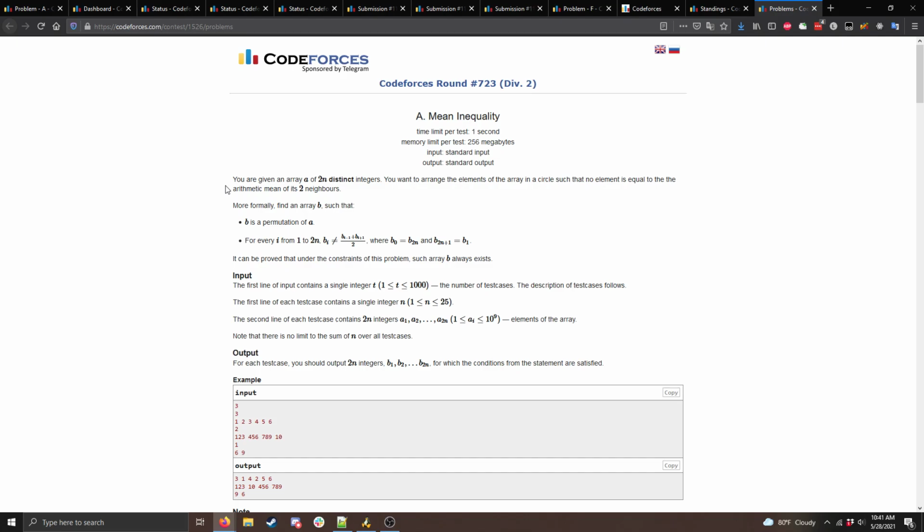So, okay, first problem. We have 2n distinct integers, and we want to rearrange them in a circle such that each integer is not equal to the arithmetic mean of its two neighbors.